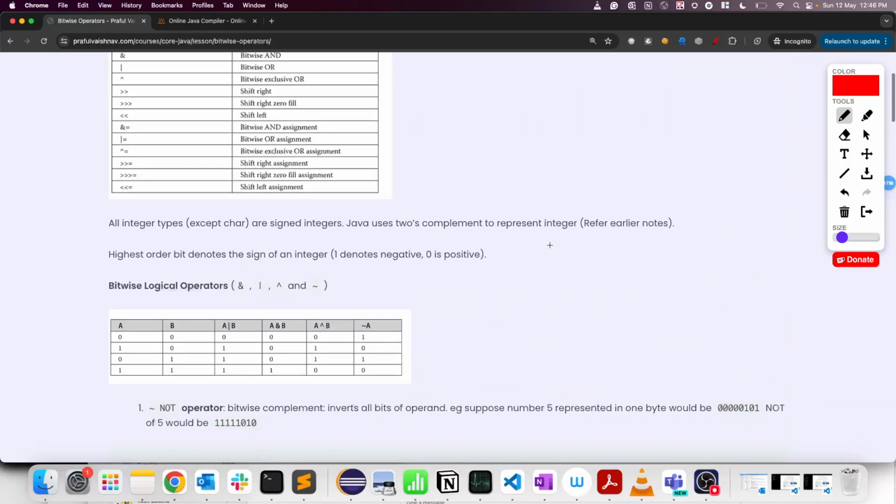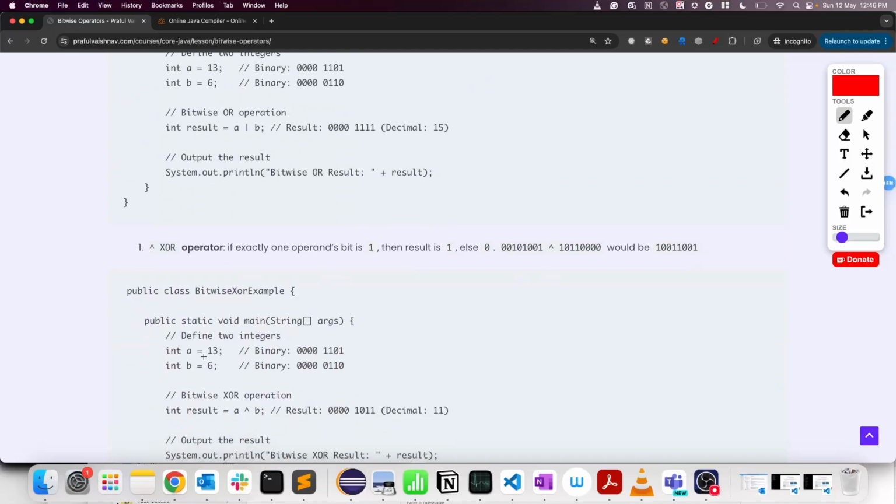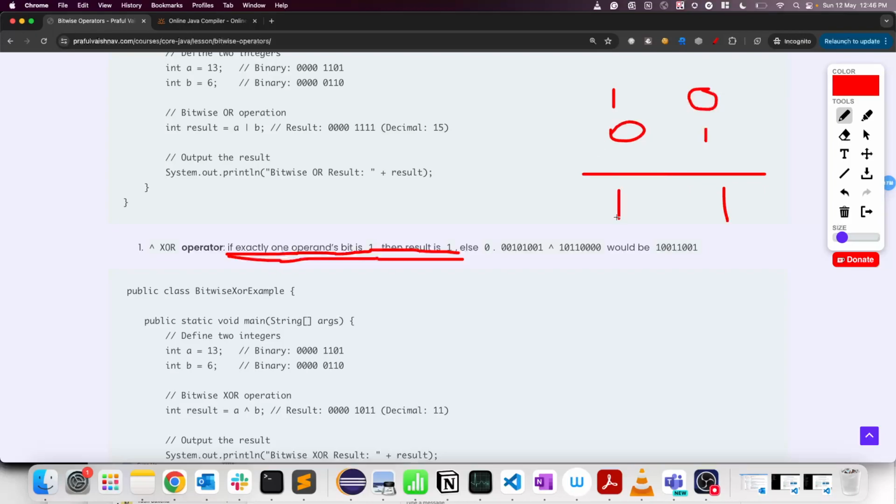Now there is one more operator, XOR. What does it say? XOR operator: if exactly one operand's bit is 1, then the result is 1, else the result is 0. Let's suppose it is like this. What would the result be? If exactly one operand's bit is 1, then the result is 1, else 0. This is the XOR operator.